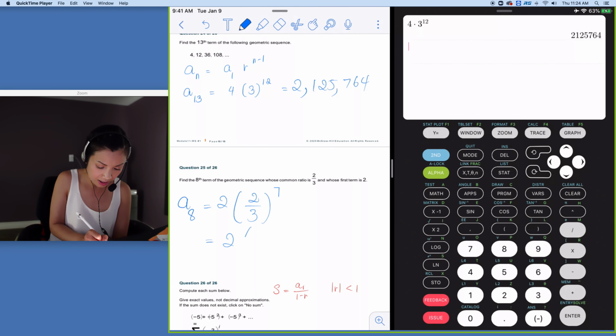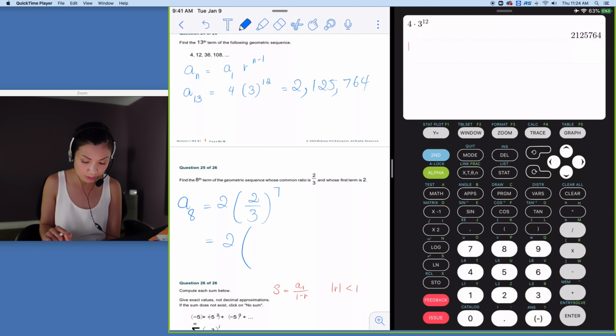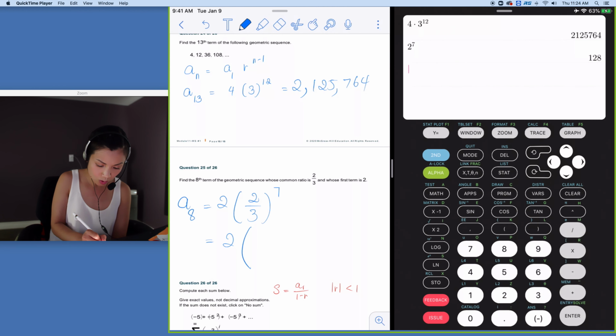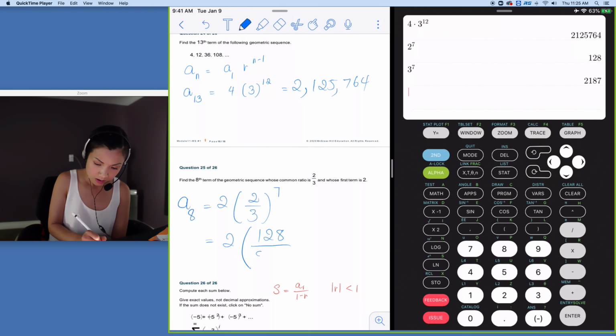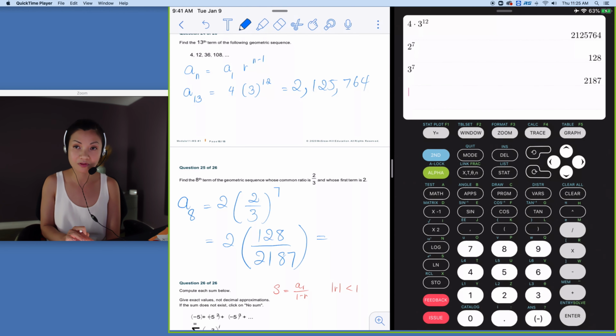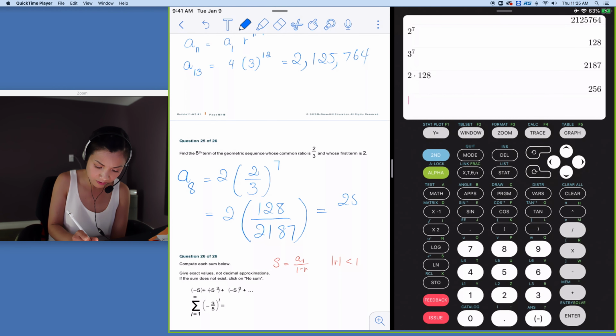Okay. This one, I kind of don't want to use a calculator for, so I'm just going to go ahead and simplify. So 2 to the 7th is 128 over 3 to the 7th, which is 2187. I can't really simplify the 2, so I'm just going to multiply 2 times 128 for the numerator, which is 256 over 2187.